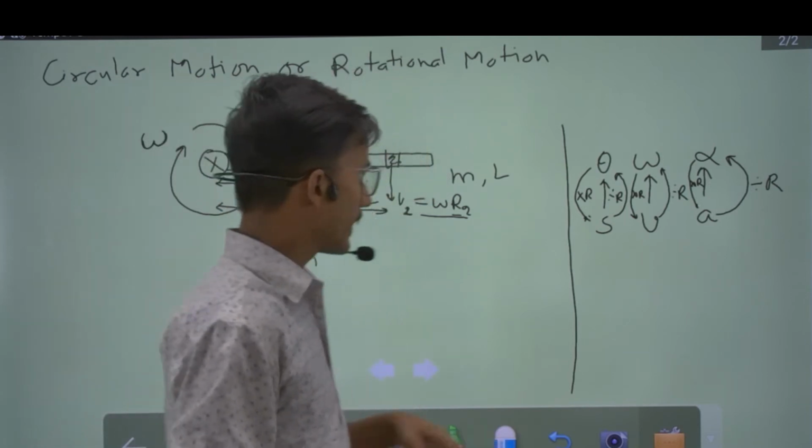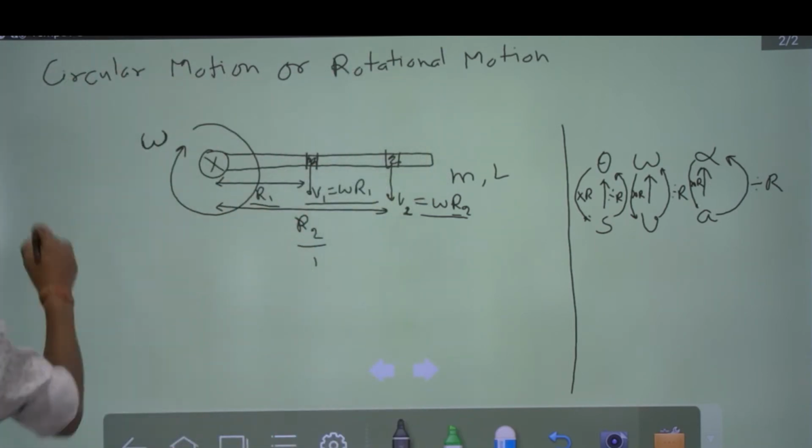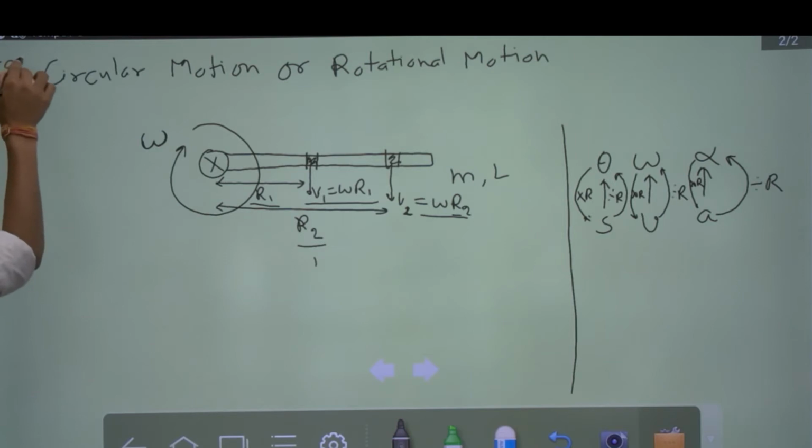Now the other type will come. This is the second type, and the third type is combined motion.